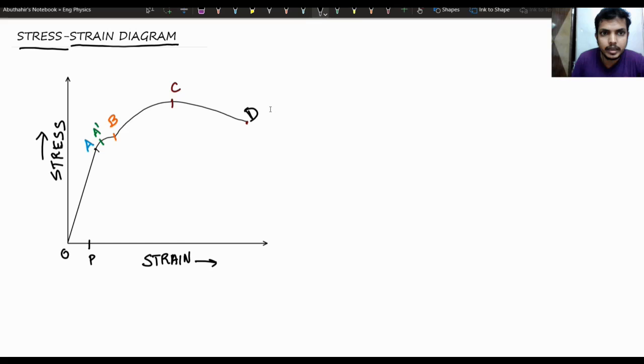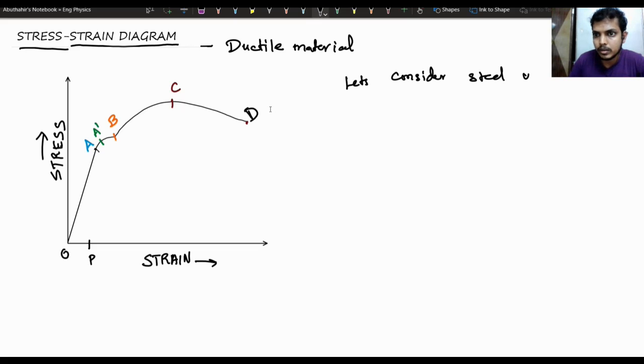This is a simple diagram of a ductile material. One example is carbon steel. This is an example of some carbon steel experiment result. So let's consider a steel wire of uniform cross-sectional area.